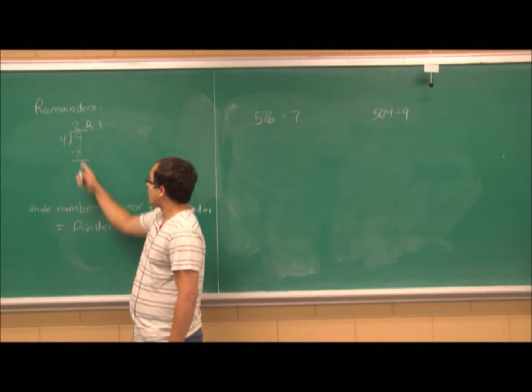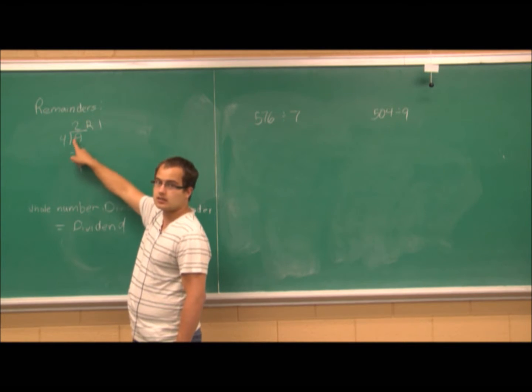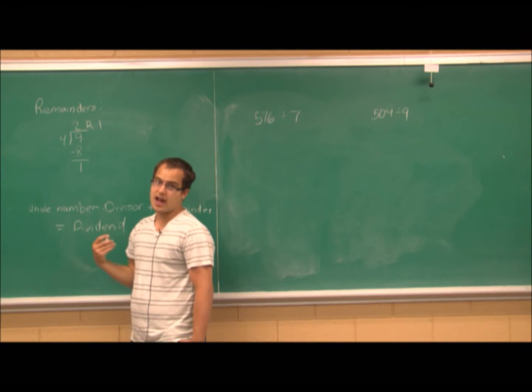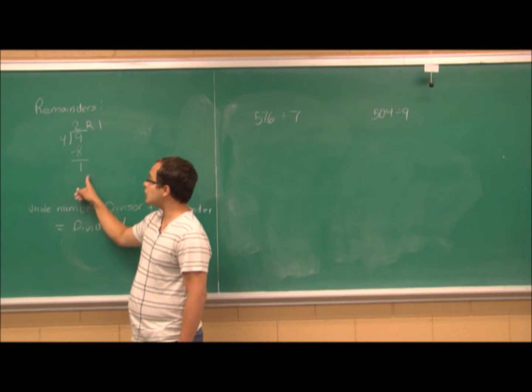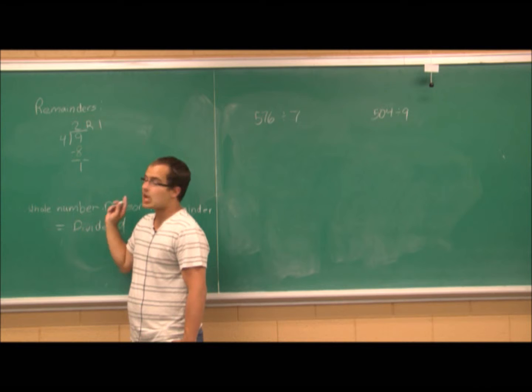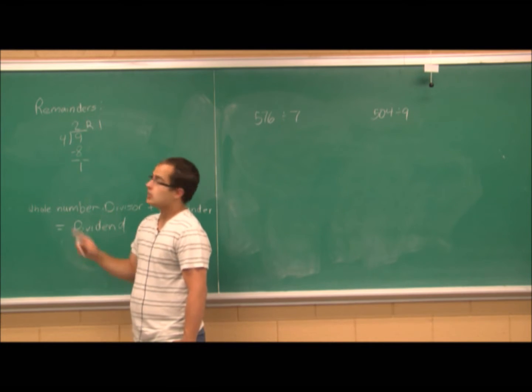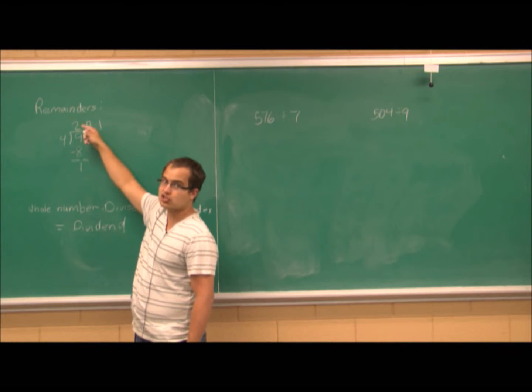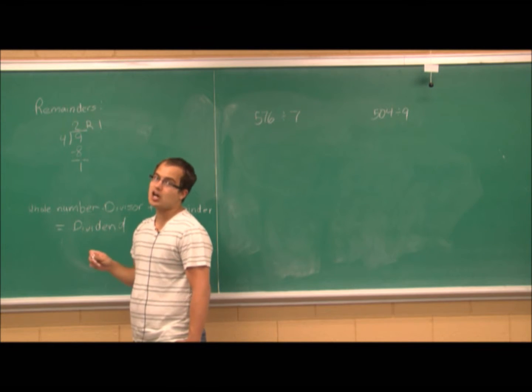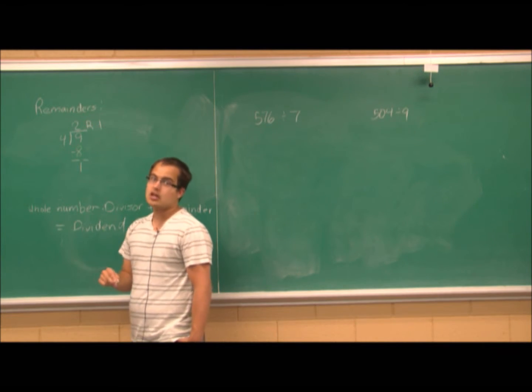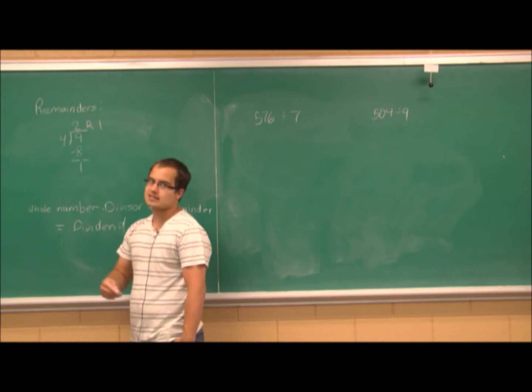Now, as you remember, this is called the dividend, and the number on the outside is called the divisor. Your remainder, right here, is always going to be less than the divisor. If it is not, the number you chose, in this case 2, your quotient, was too small, and you have to choose the next one higher up. So sometimes division is guess and check.